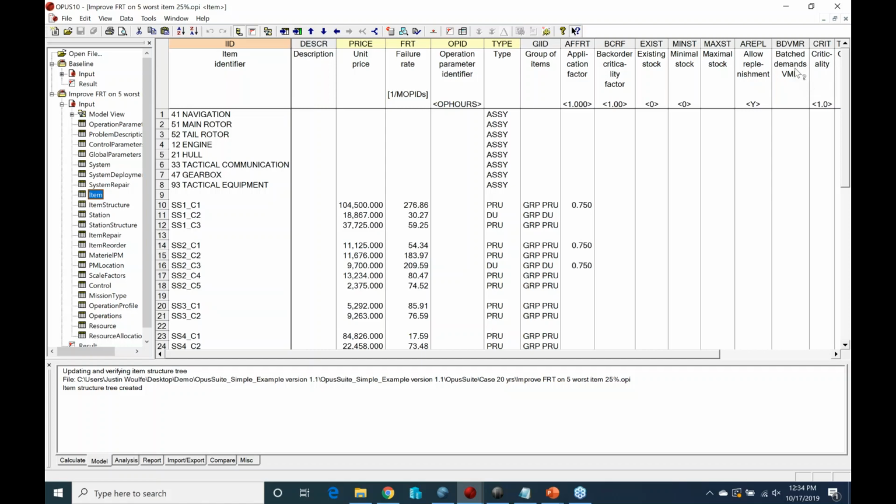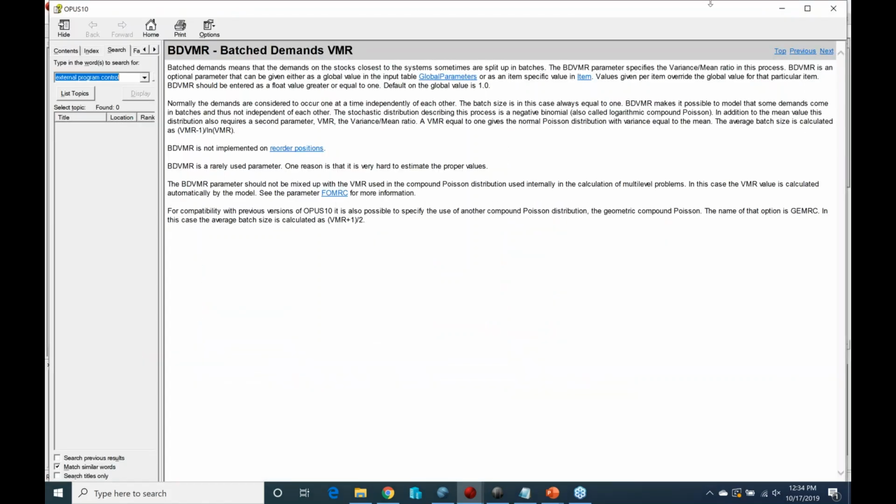Like we have this column here, this batched demands VMR. So we do have clickable context help that allows you to click a field and it will pull up the help file associated with that field and tell you, well, what is a batch demands VMR, right?